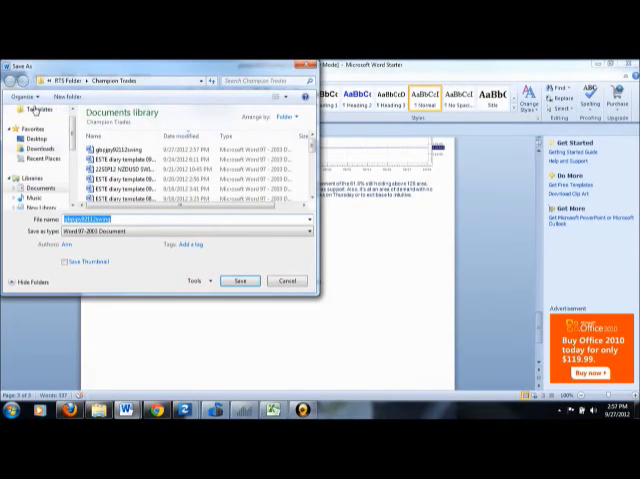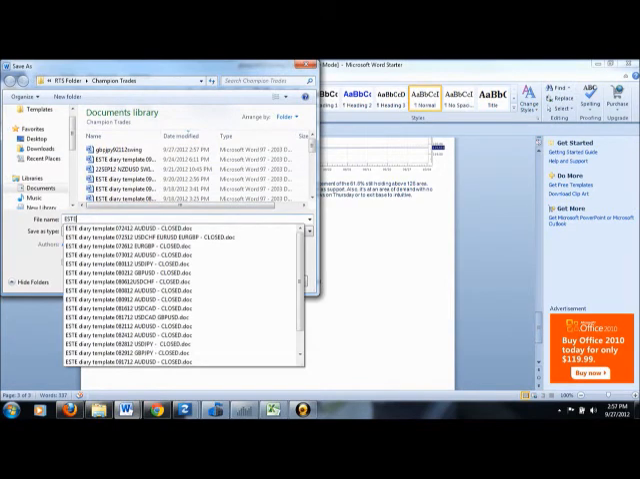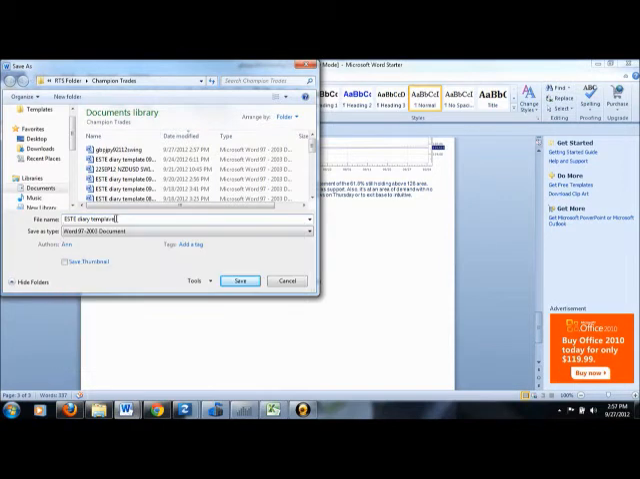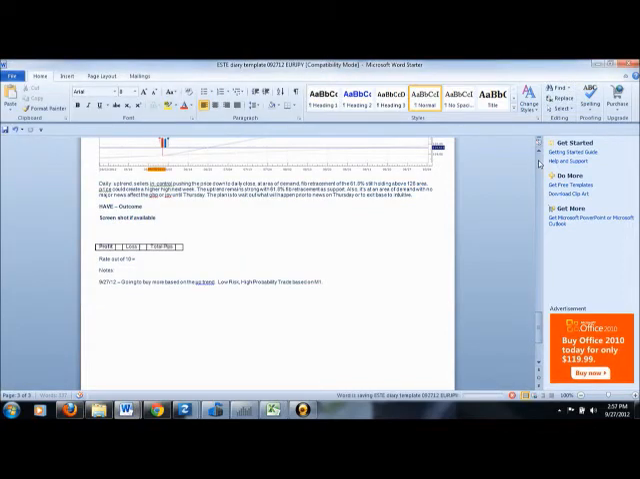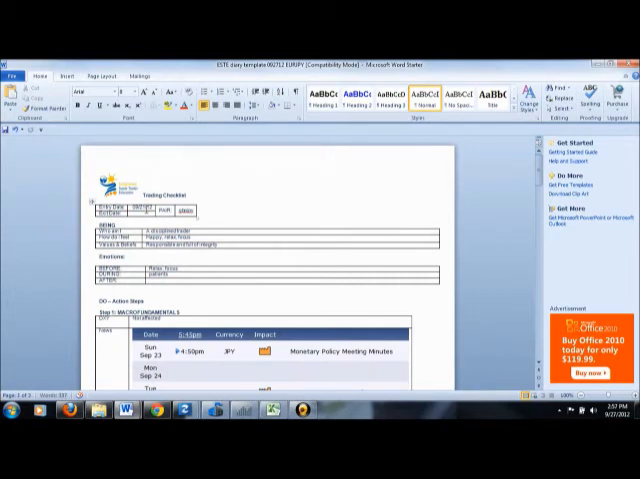Save as 09/27/12 EURJPY. Click that to save. So currently the date is now 27. Pair EURJPY.